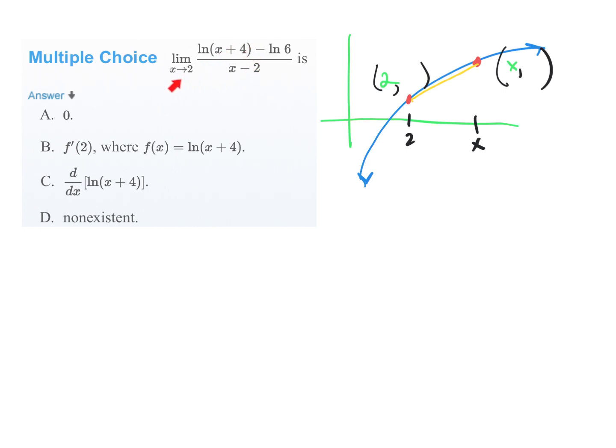It's the limit of the slope of some secant line. So x is approaching 2, so we must be talking about the instantaneous slope as we get closer and closer to 2. Well, for the ordered pair, when the x-coordinate is x, the y-coordinate was the ln of x plus 4. And when the x-coordinate was 2, the y-coordinate was the natural log of 6.